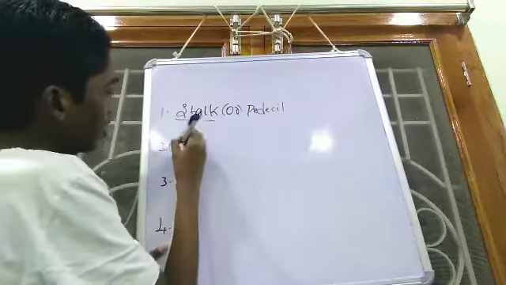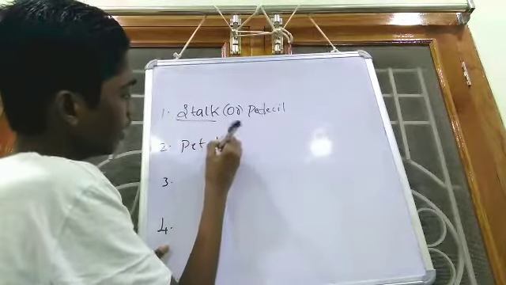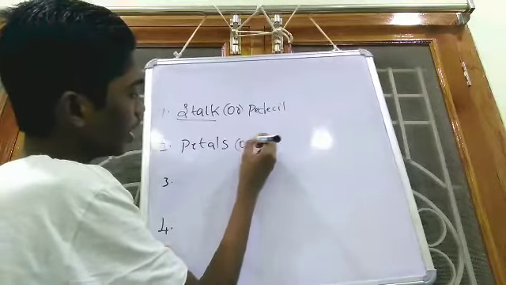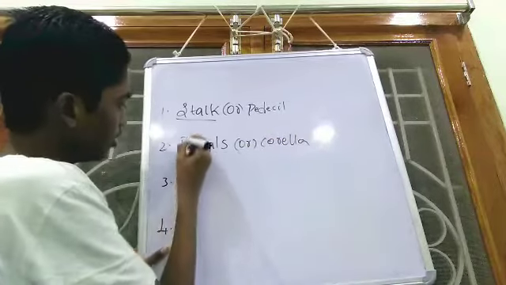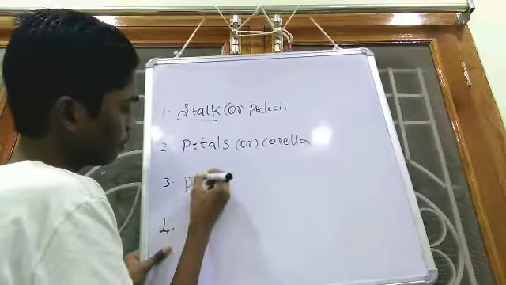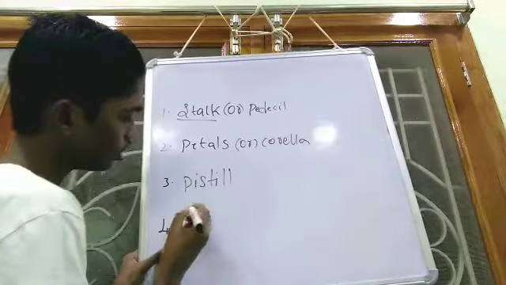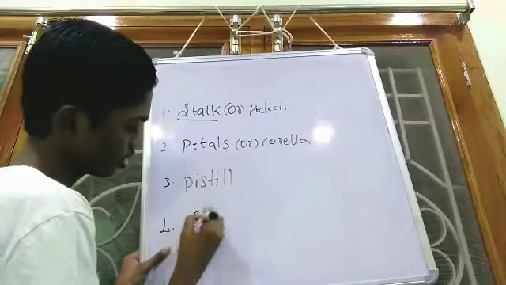And the second part is petals, which we are well known about. Petals are also called corolla. And the third part is pistil. The fourth part is stamen.